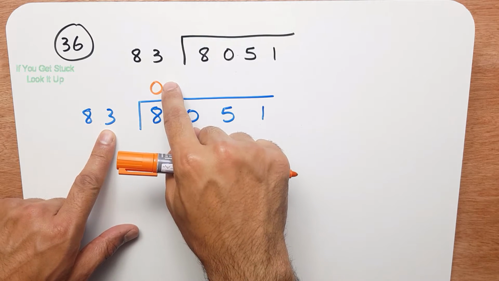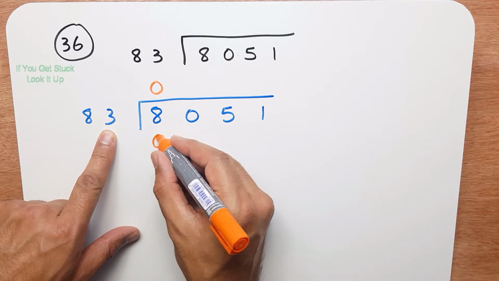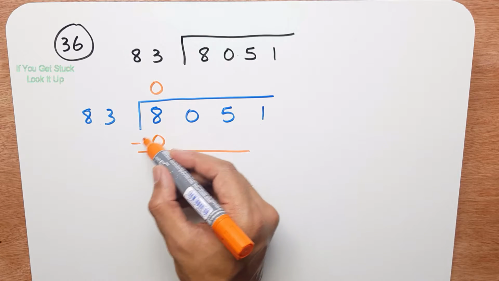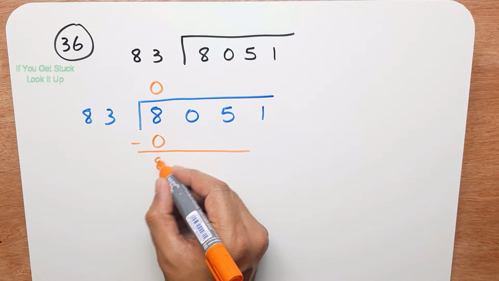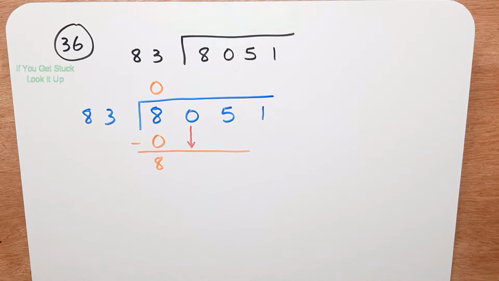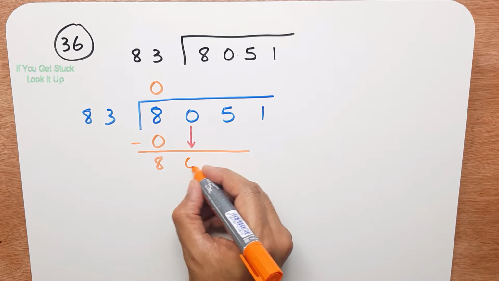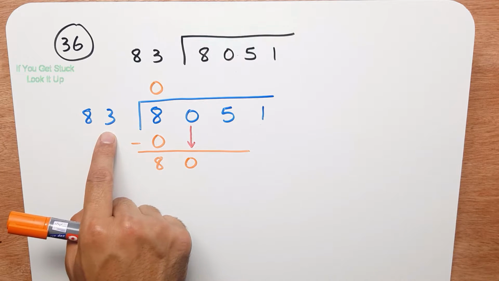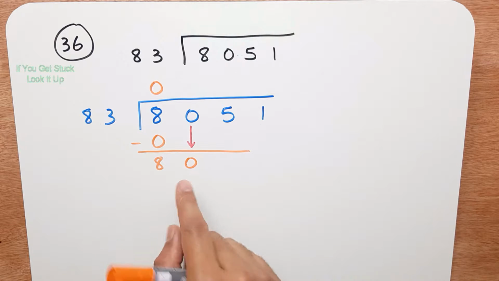83 times 0 is 0. So I'm going to subtract these two. 8 take away 0 is 8. Now I'm going to bring this 0 down. So this becomes 80. Now how many 83s are there in 80? There's 0.